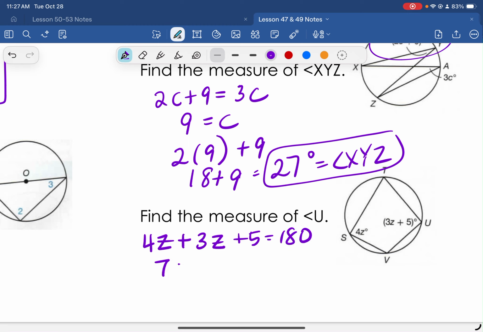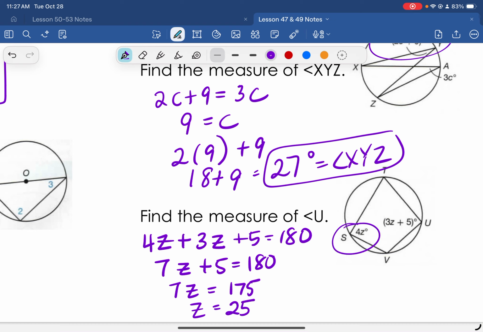We're going to combine like terms to get 7Z plus 5 equals 180. Then we're going to move the 5 over by subtracting it, so that leaves us with 175. Therefore, Z equals 25. We're going to be careful not to box that. We need to plug it back in.